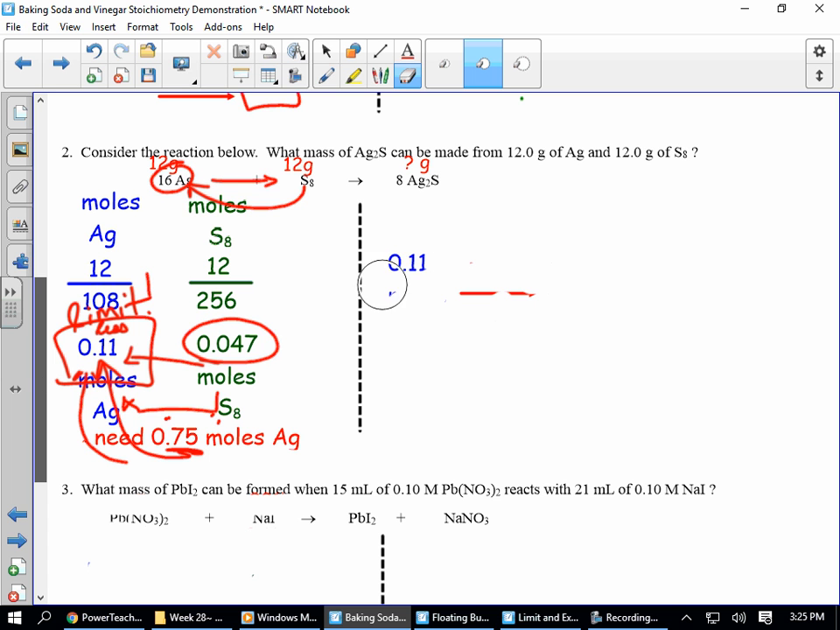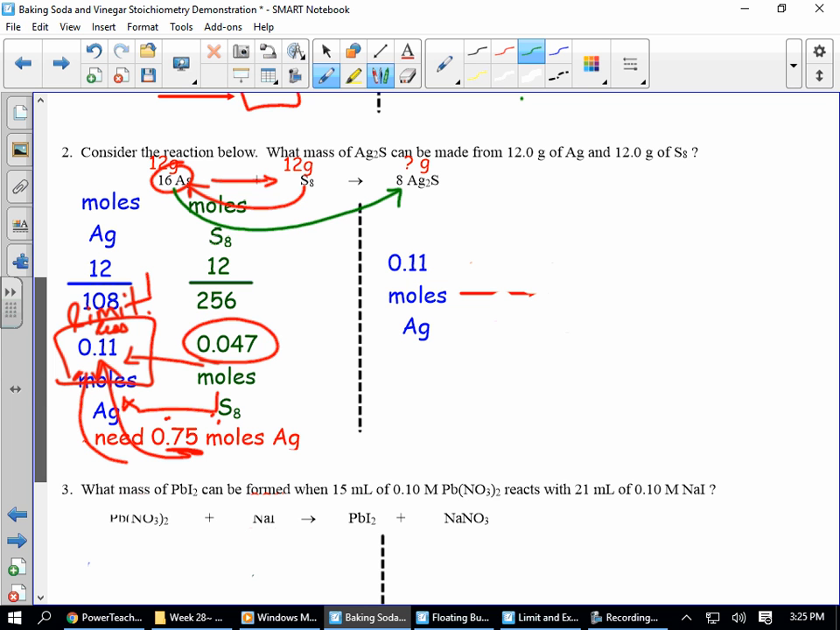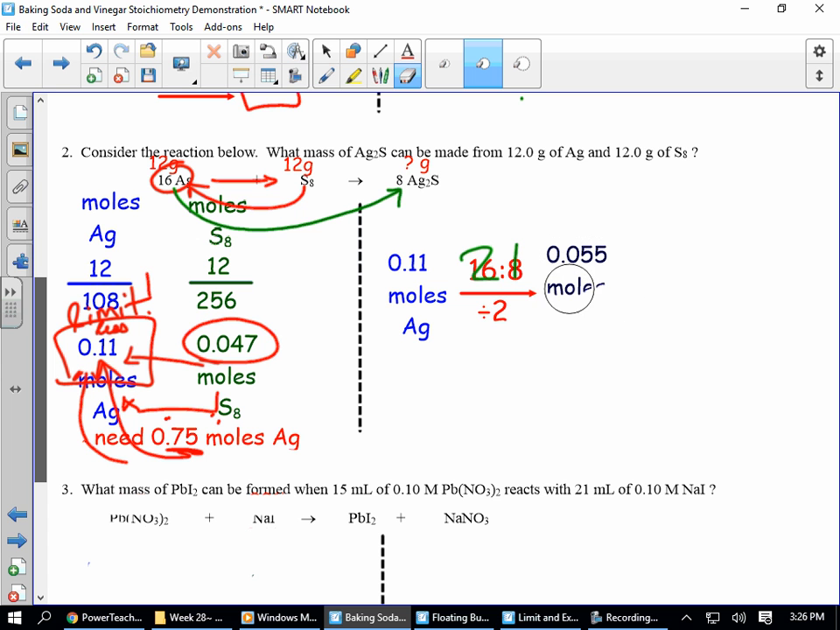All right, so I have my 0.11 moles of my silver, and the question here is how much silver sulfide will I have? So what I'm going to do is go from silver to silver sulfide. So I'm going to go 16 to 8, which is just like a 2 to 1 ratio if I divide both by 8. So I'm going to divide this by 2. Now I get 0.055 moles of Ag2S, but the question though wants mass. So 2 silvers, 1 sulfur, gives me a formula weight of 248.